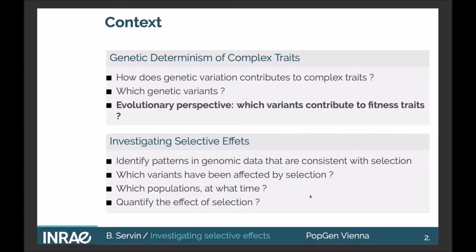There are different ways of doing this, and one is to take an evolutionary perspective and ask which variants contribute to traits that are related to fitness, so the ability of individuals to reproduce and to bear reproducing children. So when I'm talking about investigating selective effects, the idea is we want to identify patterns in genomic data that are consistent with selection. And we want to see if we can know which variants have been affected by selection in the past, maybe which populations, at what time, and can we quantify the effect of selection? I'm not saying we can answer all these questions rigorously now, but that's the goal. And I will explain one of the ways we can try to do that.